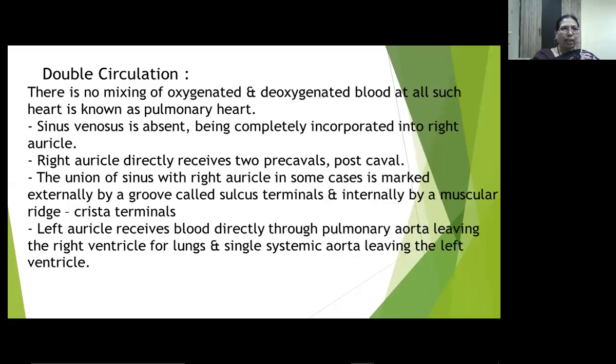The union of the sinus with the right auricle, in some cases, is marked externally by a groove called sulcus terminalis and internally by a muscular ridge called crista terminalis. The left auricle receives blood directly through pulmonary veins, while the pulmonary aorta leaves the right ventricle for the lungs, and a single systemic aorta leaves the left ventricle.